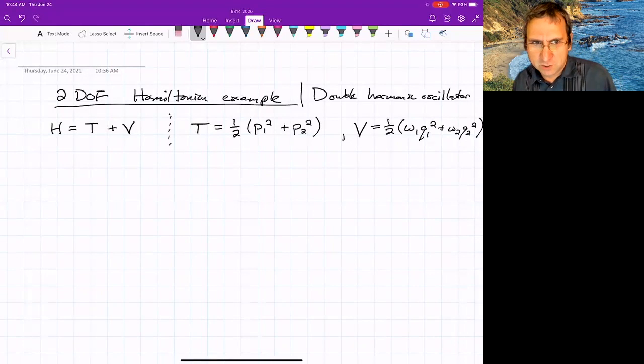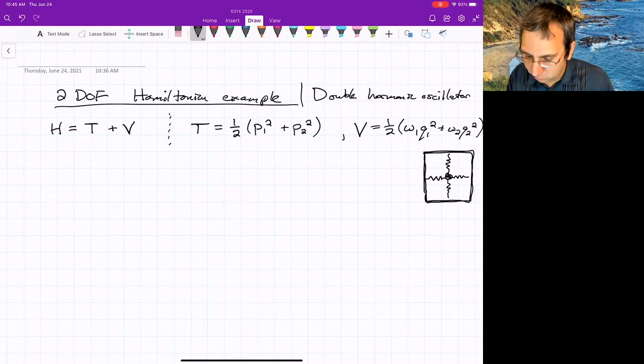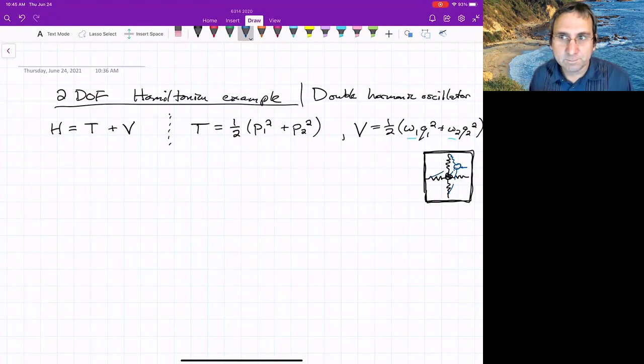If you want to have something visual in mind, you might think of a rigid frame. I don't think I have one of these in my lab, but if we had a rigid frame with a mass connected by springs to both sides, and maybe these springs have a different stiffness, and that's why we get a different omega-1 and omega-2. If I were to displace this mass, then the springs will be at a different location, and this thing will oscillate, right? If I let go, it's going to want to oscillate around its equilibrium position, but in some interesting way.